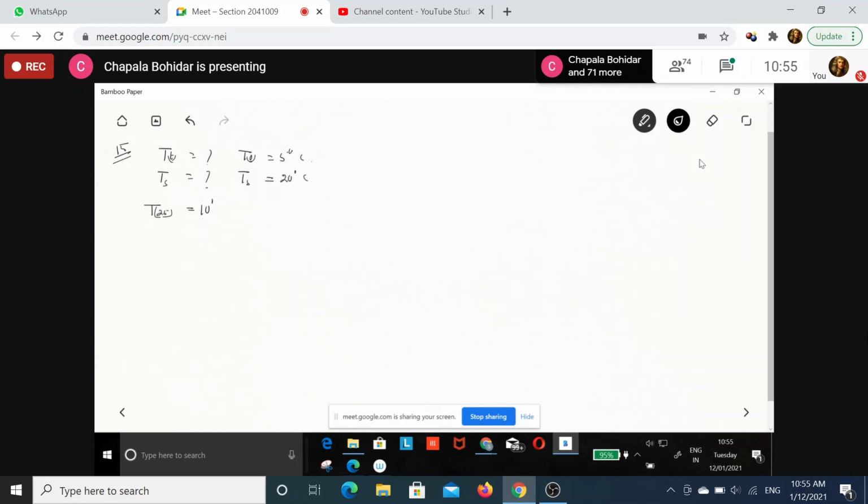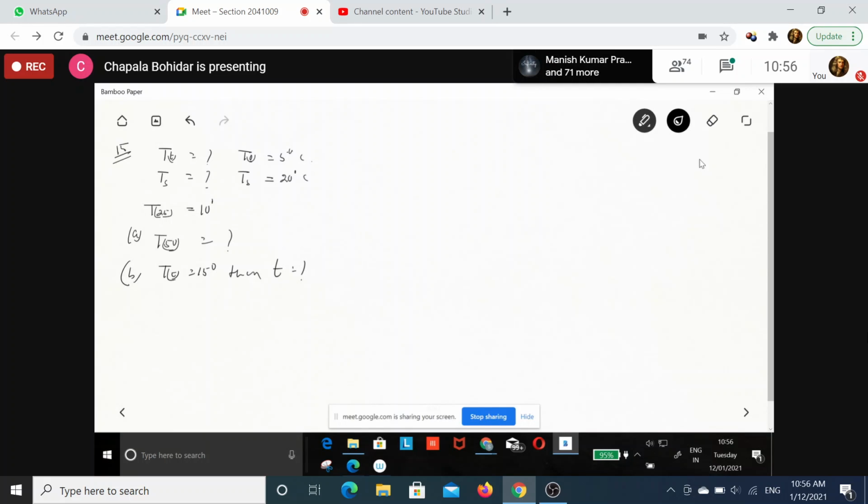So, what do you want to find out? Part A: after 50 minutes, we have to find out T of 50. Then part B: when will its temperature be 15? When T of t is equal to 15 degrees centigrade, then t is equal to how much? We have to find out. Is it clear? First you write down this way, then you solve your problems.